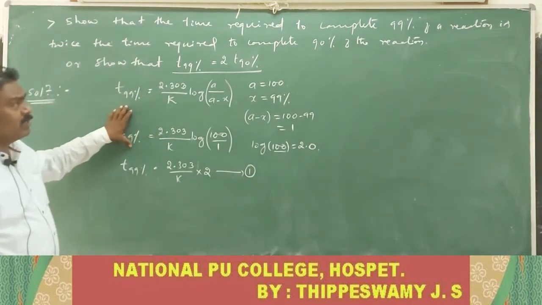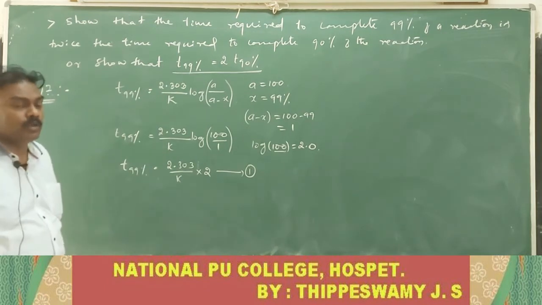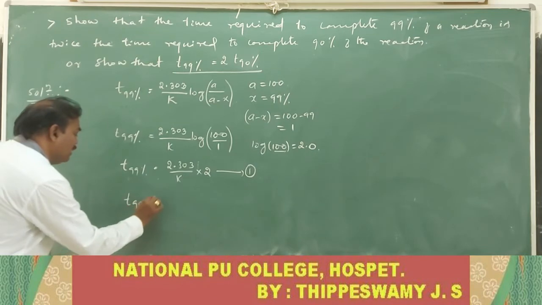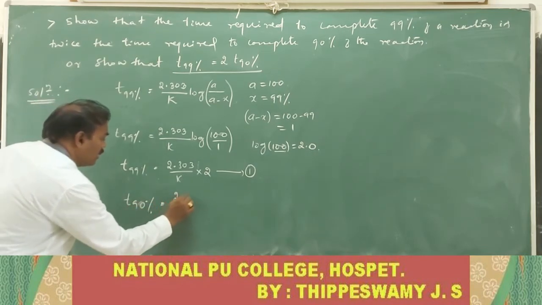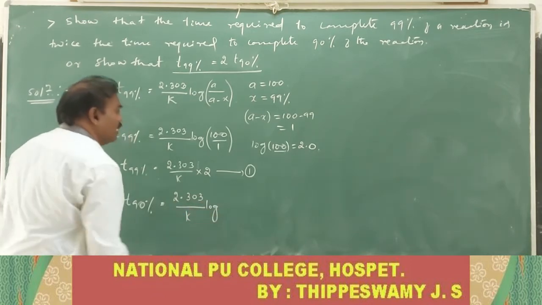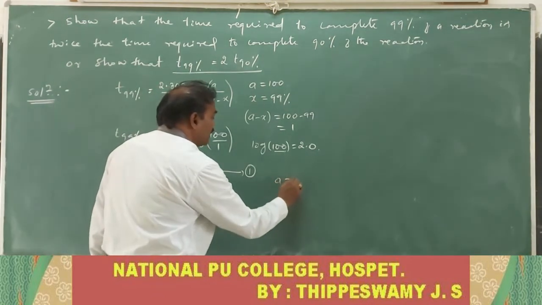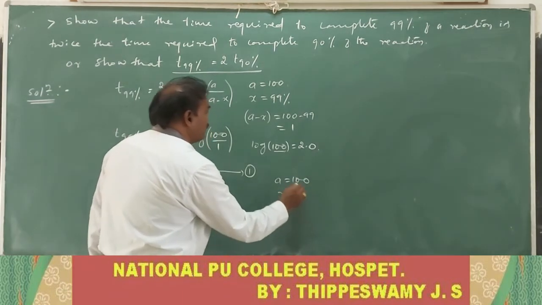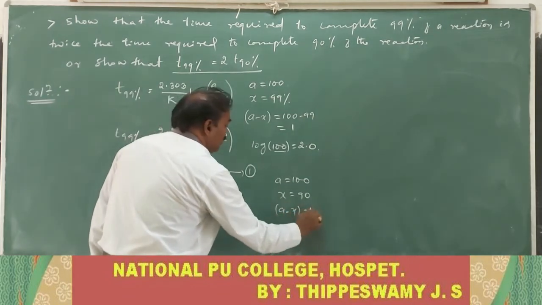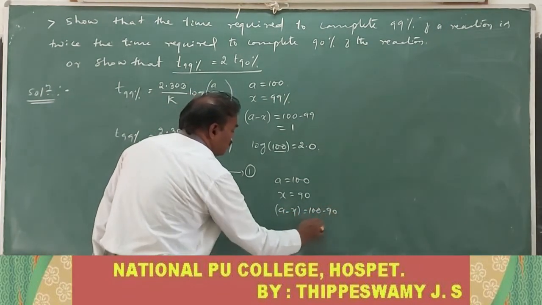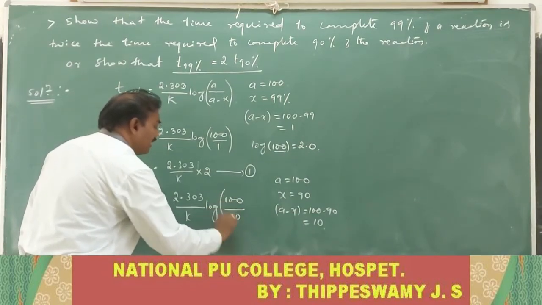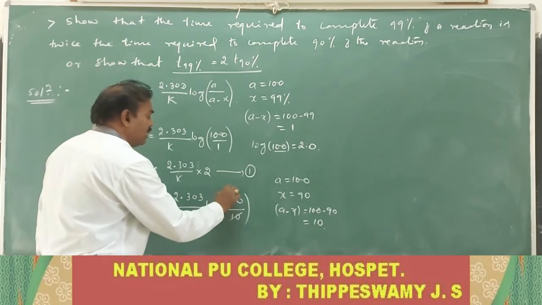Similarly, write equation number 2 for 90% completion of the reaction. T 90% is equal to 2.303 divided by K into log of A divided by A minus X. A is 100 only, X is 90%. Then A minus X is equal to 100 minus 90, which is equal to 10. So now you can write 100 divided by 10, which is 10.